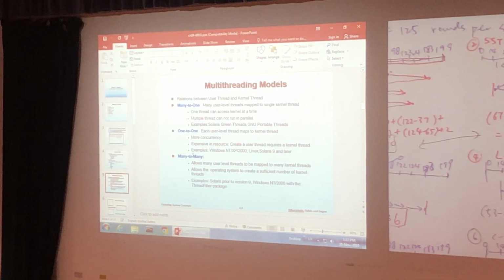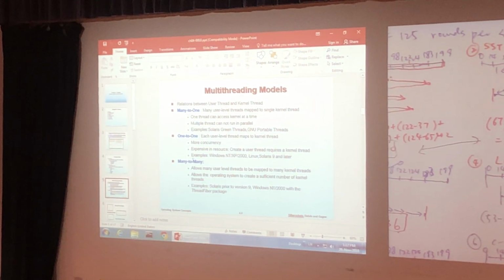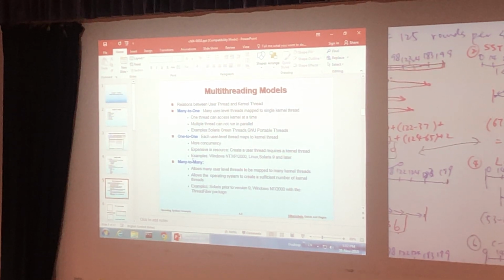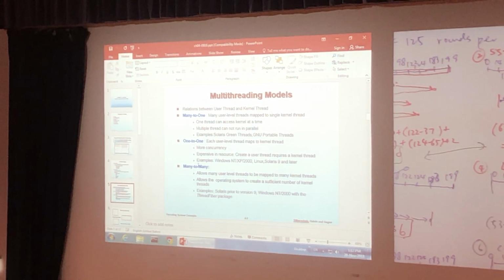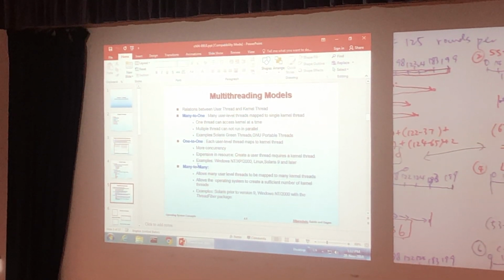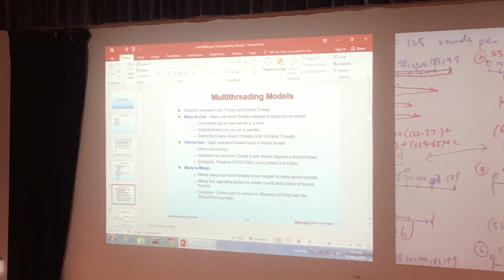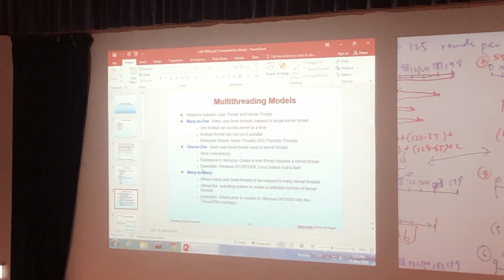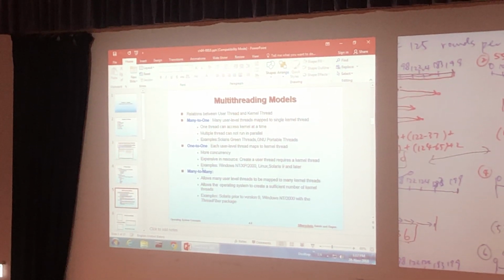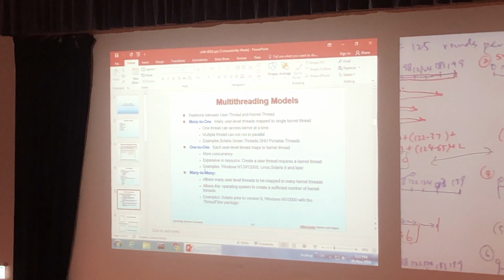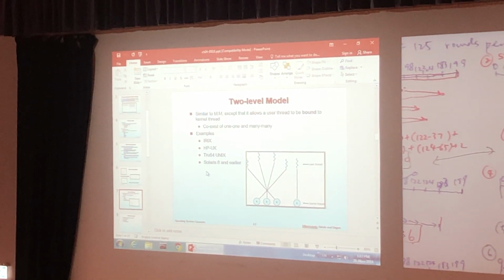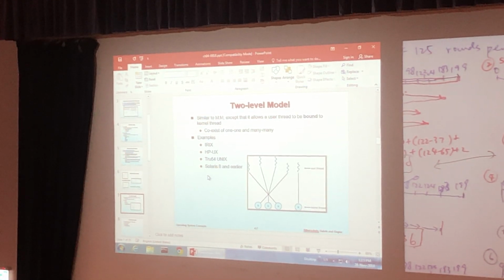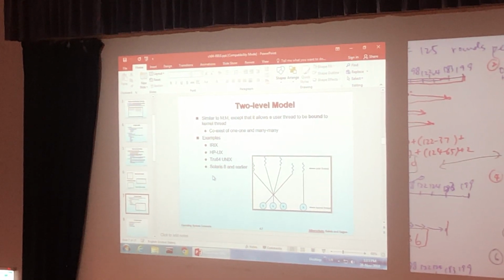And then, because we have these 2 types of thread, we have 4 different mappings, which equal 4 different models: many to one, one to one, one to many, many to many, and then there's a 4th one, which is a hybrid, combining one-to-one and many-to-many, coexisting.